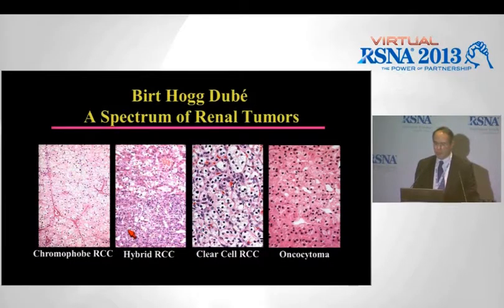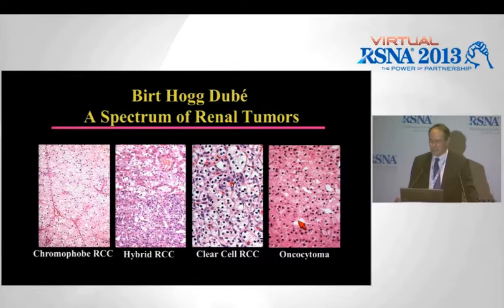So there's actually a spectrum of renal tumors. Unlike the first two syndromes that I described, this one has a spectral distribution that includes chromophobe carcinoma, includes clear cell carcinoma, also includes classic benign oncocytoma, and hybrids between clear cell, chromophobe, and oncocytoma.